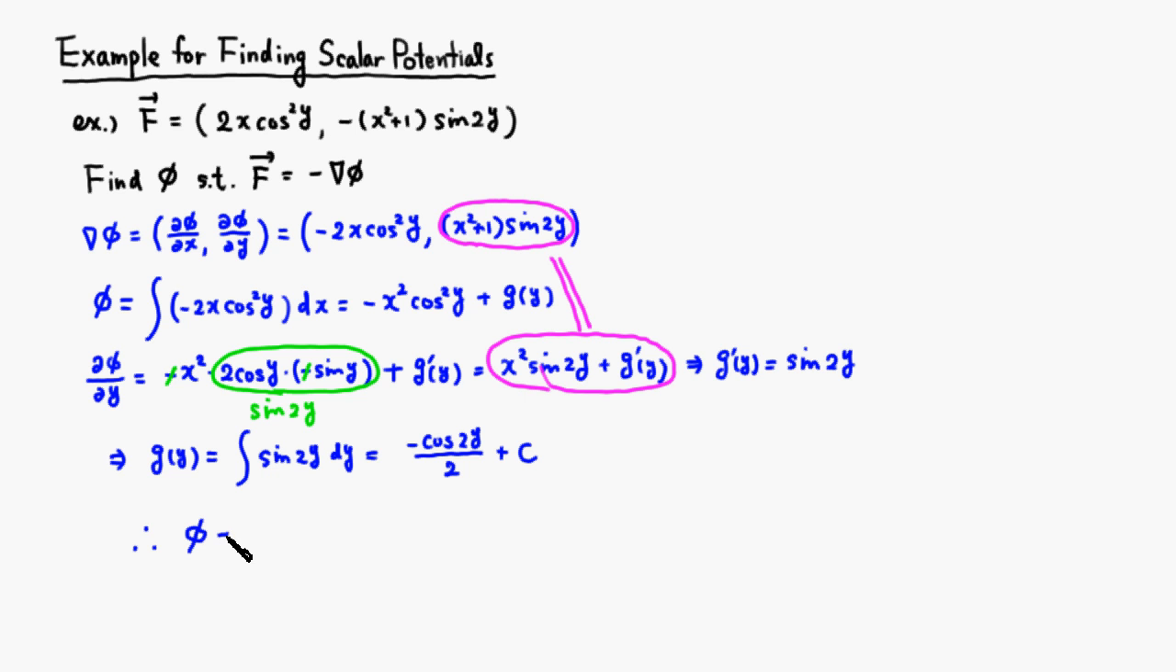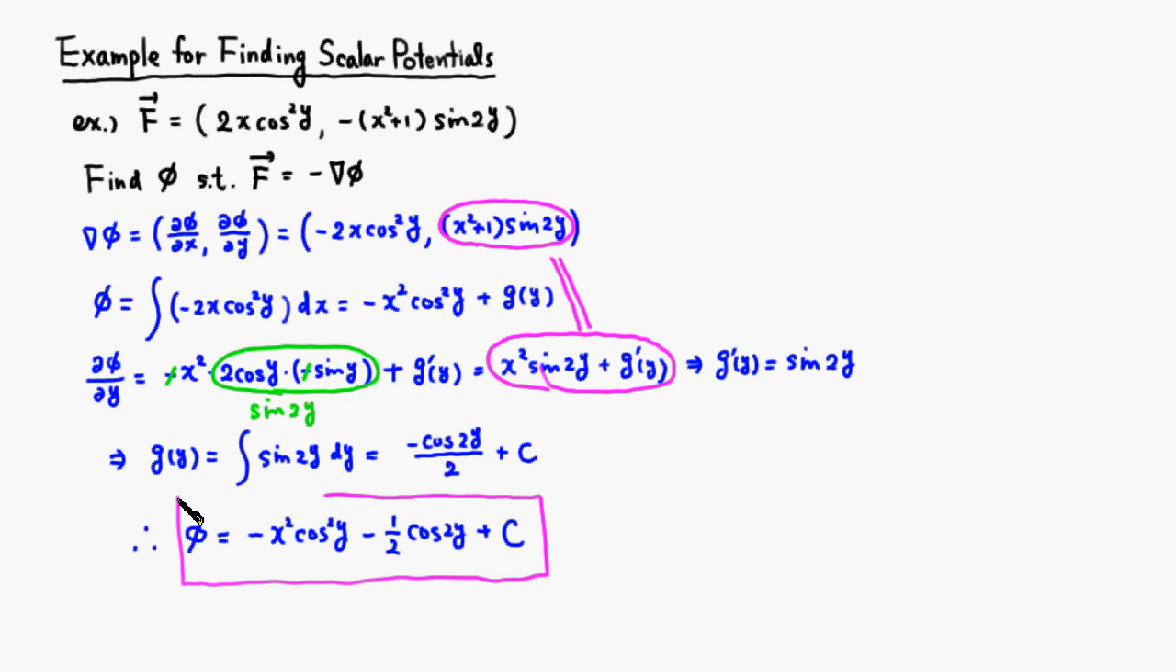So phi is going to be equal to negative x squared cosine squared of y, and g of y came out to be negative 1/2 cosine of 2y, and then plus some constant c. Right. So that's the scalar potential for this given vector function. All right. That's it. I hope that this was clear.